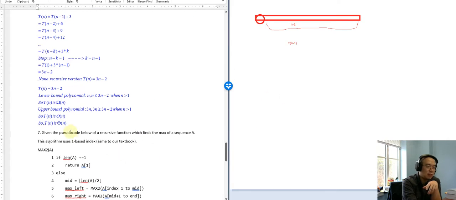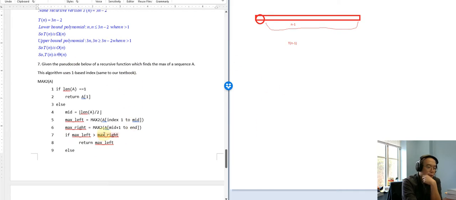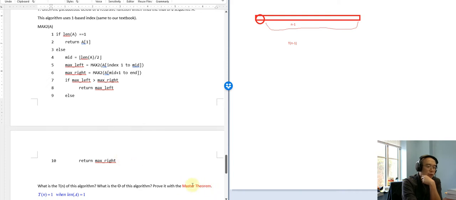So the next one, if we have such a pseudocode, and you want to prove that using the Master Theorem.